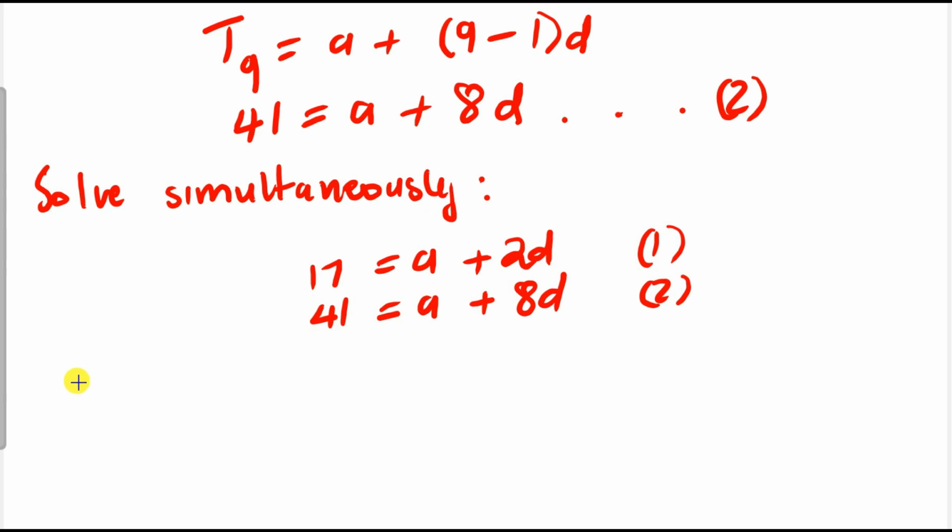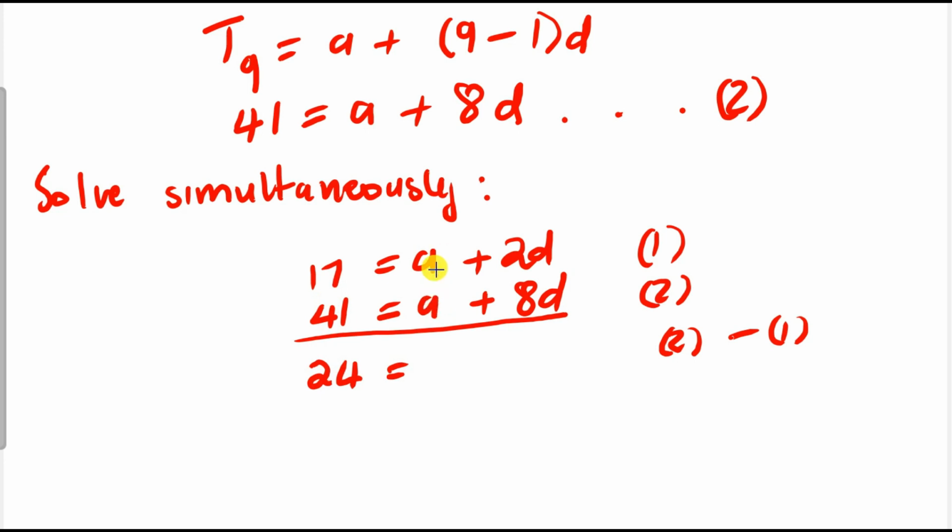So I will say equation 2 minus equation 1. If I say equation 2 minus equation 1, I'm basically saying this one here minus this one. So let's start with the right hand side. 41 minus 17, it looks like it is 24.